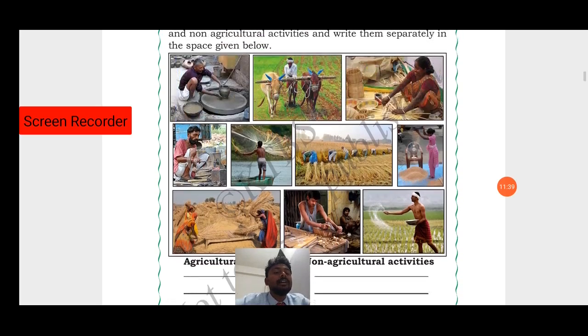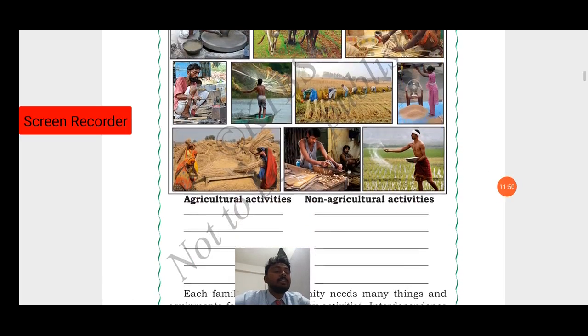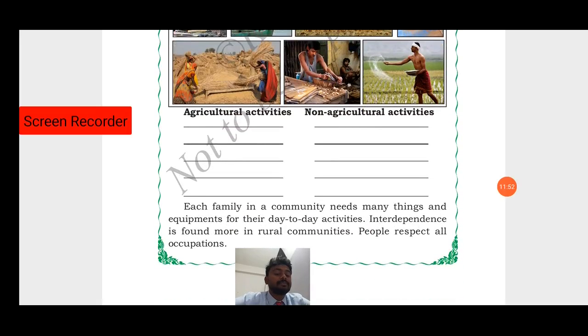You can see several activities on your screen and in your textbooks, page number 34. So you write what the agriculture activities are and what the non-agriculture activities are. Each family in the community needs many things and equipment for their day-to-day activities. Independence is found more in rural communities. So people respect all occupations. Okay, I will continue next class. Thank you.